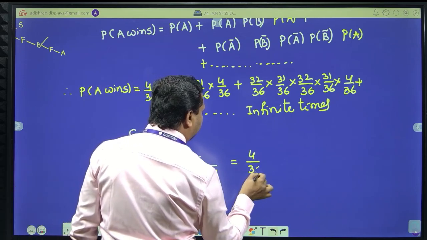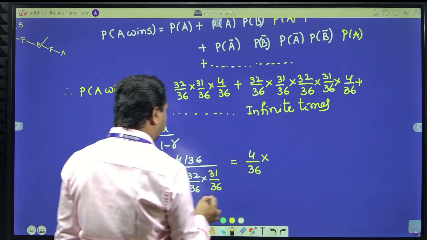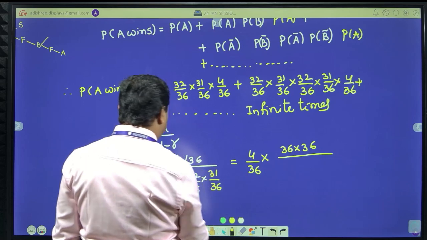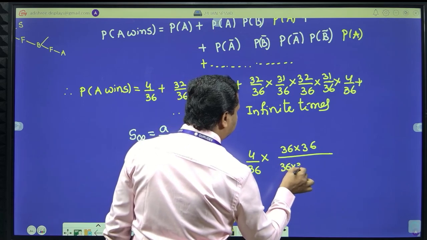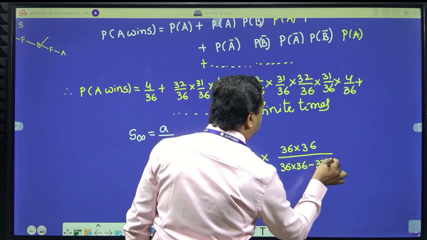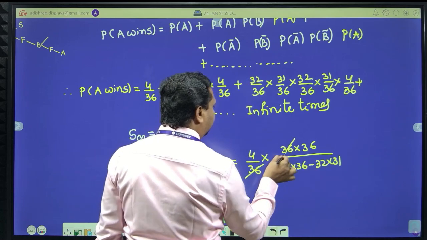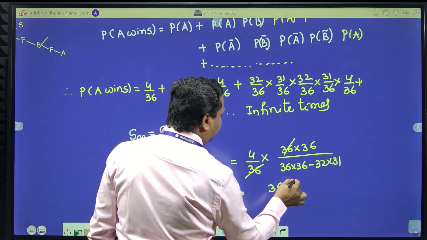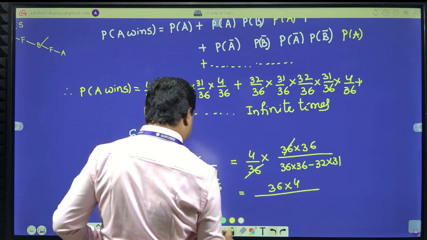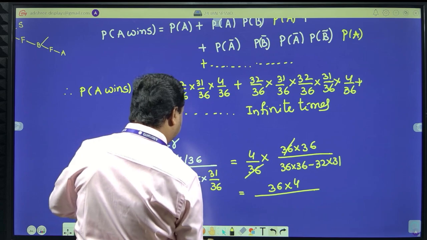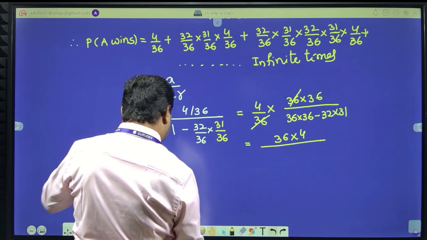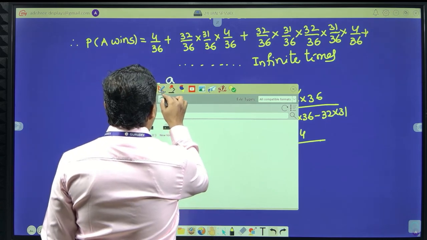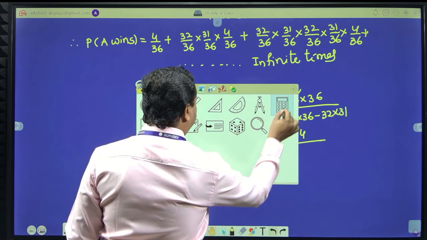4 divided by 36 into 36 into 36, divided by 36 into 36 minus 32 into 31, right? Then 36 into 4 divided by, so I have to simplify that part. So what will I get?